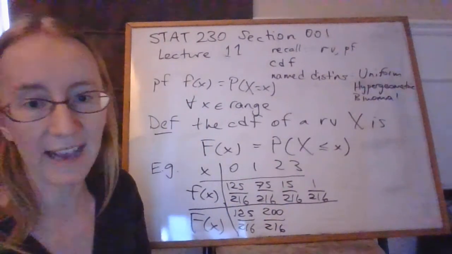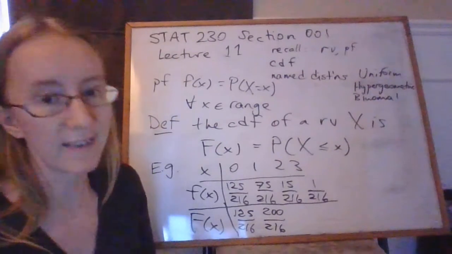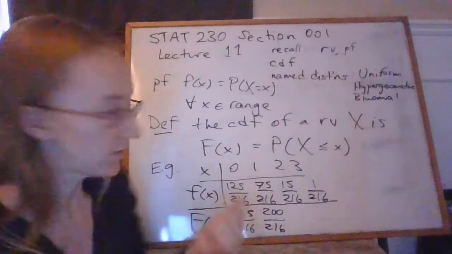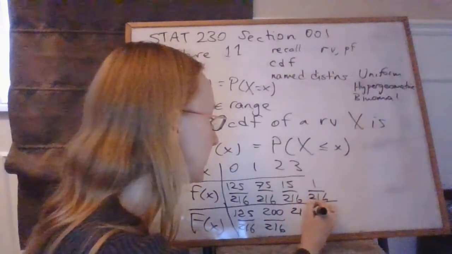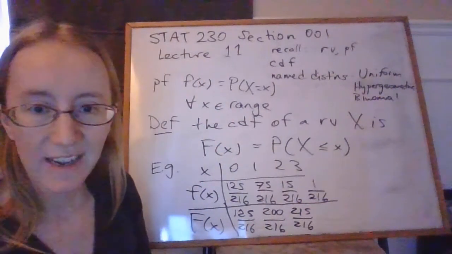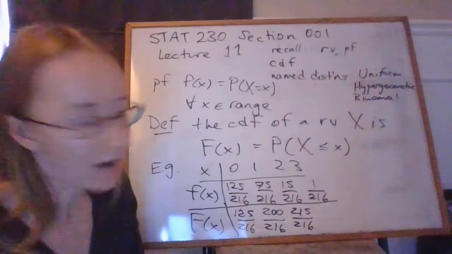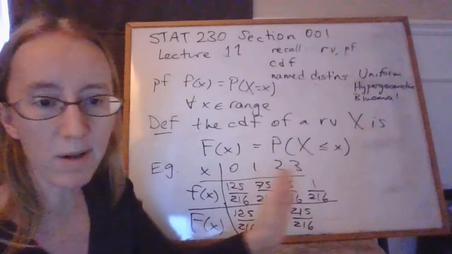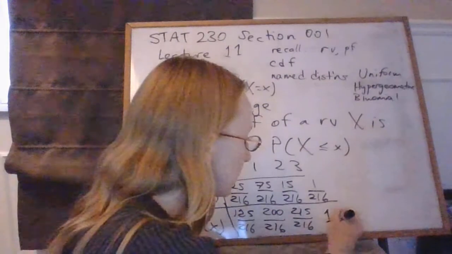So the probability x is less than or equal to 2 is adding up 0, 1, or 2. So we add up those 3, we'll get 215 over 216. And then finally, at the end, what we'll get, maybe not surprisingly, is 1. Right? If we add up all of the possibilities, we'll end up with 1.